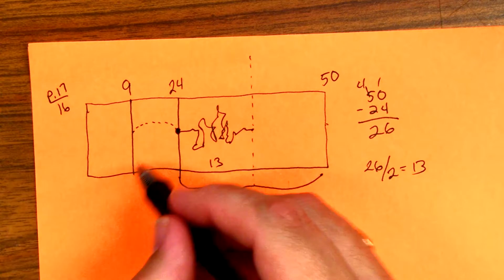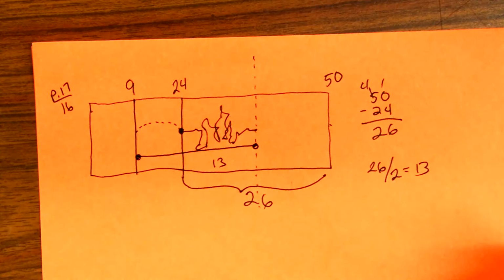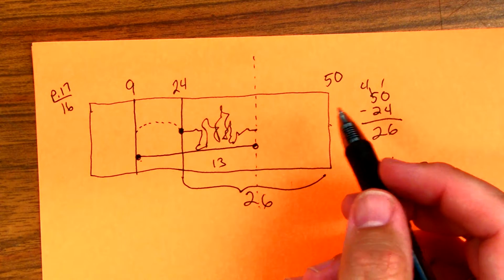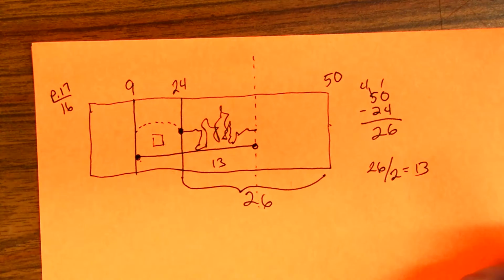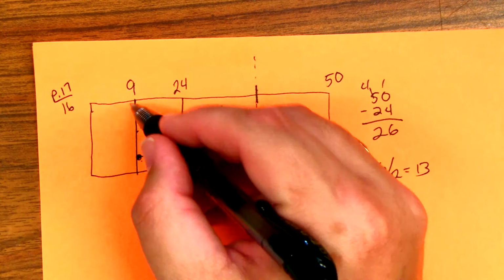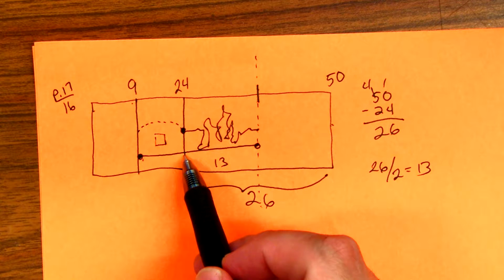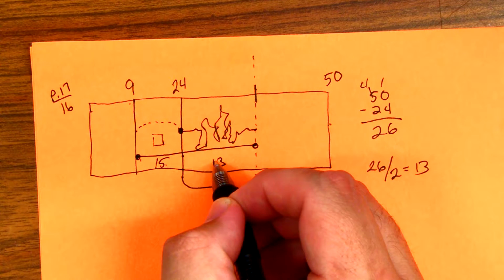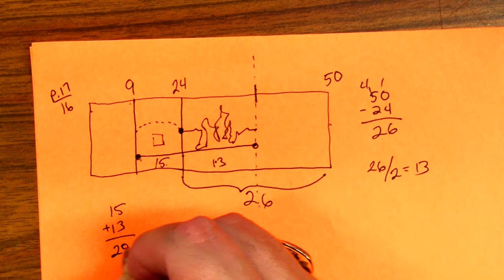So, the question is, how far did the ball go? Ball starts here, ends up way over here. So, how far did the ball go from... Now, you can figure out a couple different things. You can figure out, all right, what's the distance from here to here, and then add these two together. Or you can figure out, what is this yard marker, and then take that and subtract that. So, let's do it one way. How long is the pass from 9 to 24? 15 yards. So, it's 15 yards. And then the receiver ran 13. So we would go 15 plus 13, which is 28 yards, which is the answer, isn't it?